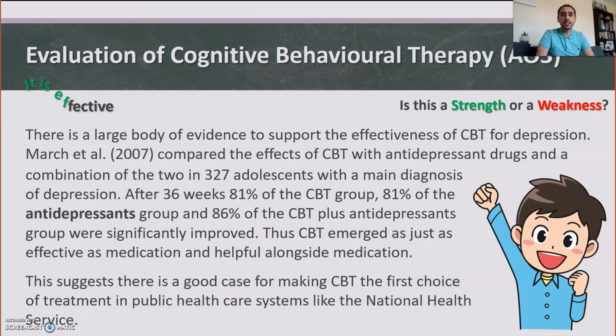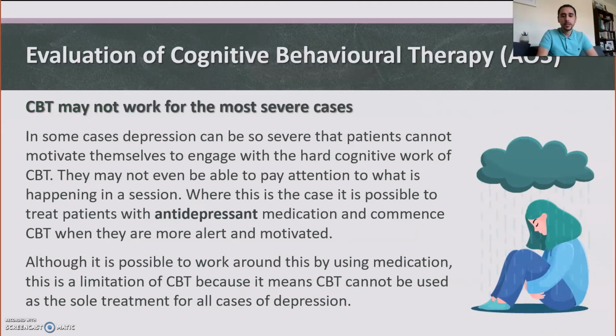Is this a strength or a weakness? It is a strength. It shows how effective CBT is, and it is relatively effective, even on its own, 81%. But it's found that a combination of both CBT and antidepressants can work 86% of the time. However, CBT may not work for the most severe cases.